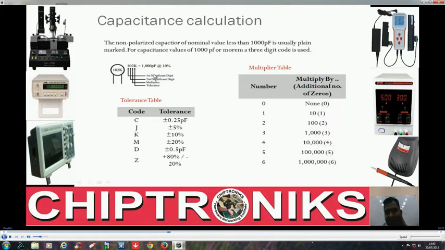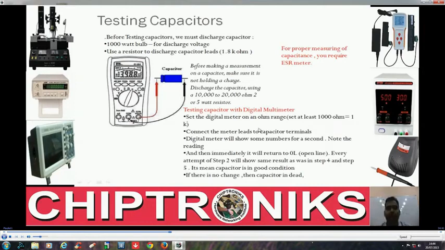Tolerance means plus minus 10%. Tolerance means if the circuit requires 10% more than this capacitor, even though this capacitor can be used, and if the circuit demands 10% less than this capacitance, even though this capacitor can be used. Alright, so how can we test a capacitor?